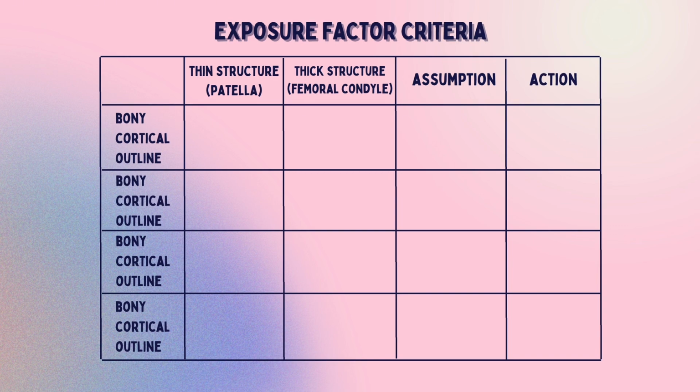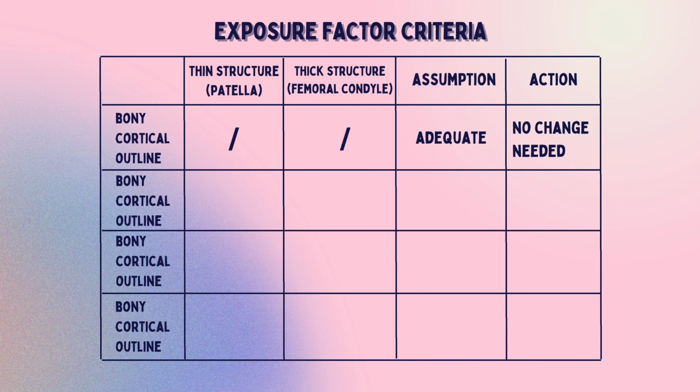Firstly, if both the bony cortical outline of the thin structure, which is the patella, and the thick structure, which is the femoral condyles, are visualized, therefore the penetration, or the kVp used, for the radiograph is adequate. No changes need to be done to the kVp.